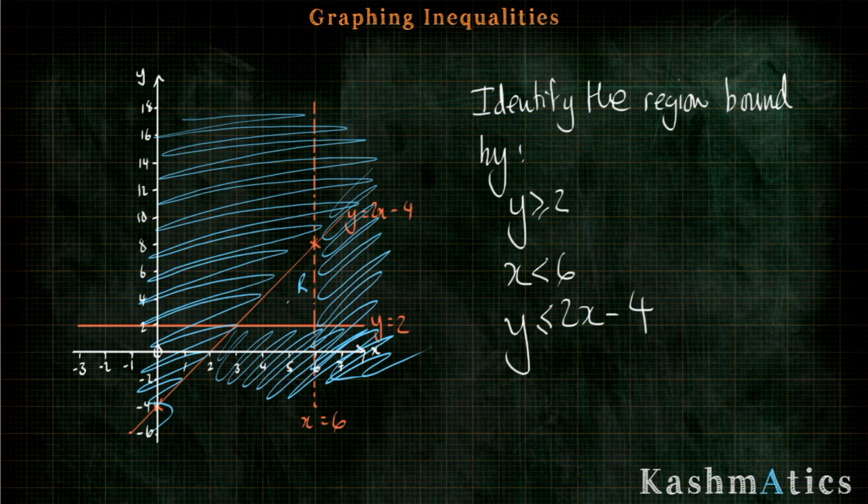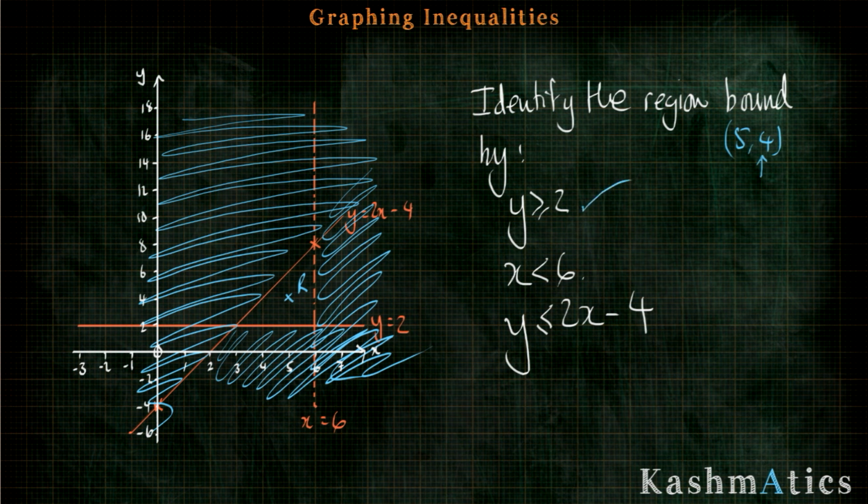So let's just pick a point. Let's pick a point here. That one's (5, 4). And we're just going to check to make sure each of these inequalities work. So is the y coordinate greater than 2? That's the y coordinate. Yes, it is greater than 2, or greater than or equal to 2.